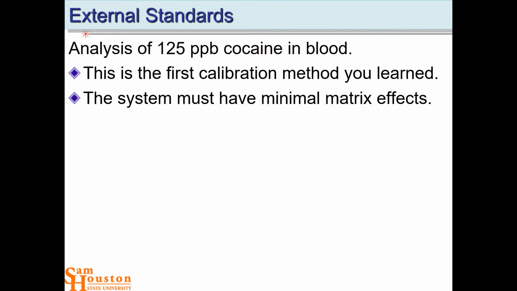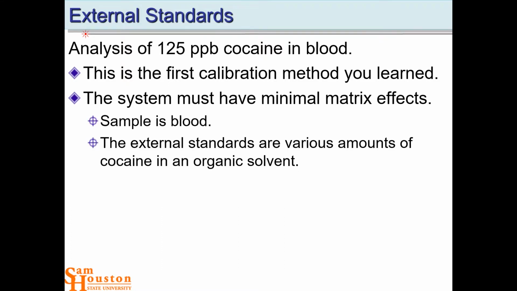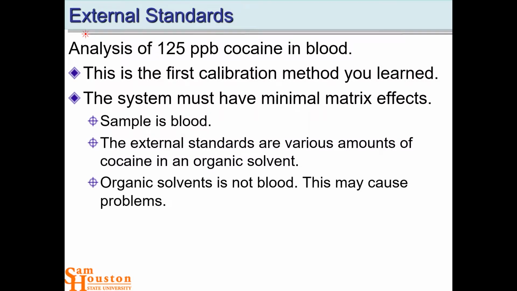Already, we're going to probably know that we have trouble. We're building our external standards in solvents in the lab, and our unknown is blood. So we've got a totally different matrix. Blood is aqueous, full of salts, and our lab standards are probably acetonitrile, a good solvent for many organic molecules. And so we've got 2 different matrices. So the external standards are in various amounts of cocaine in an organic solvent. Organic solvents are not blood, so this will probably pose some problems, and we'll see what those problems look like.